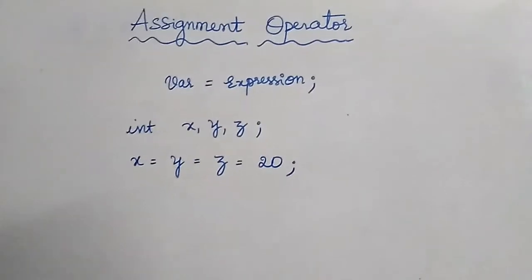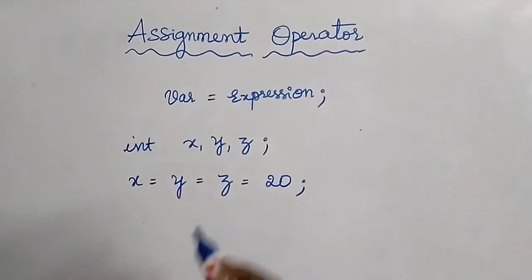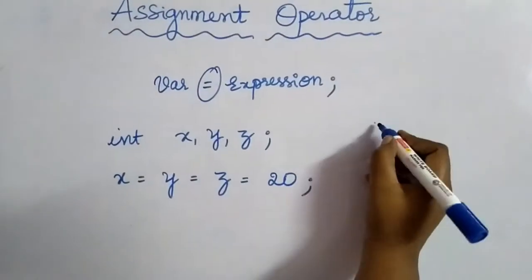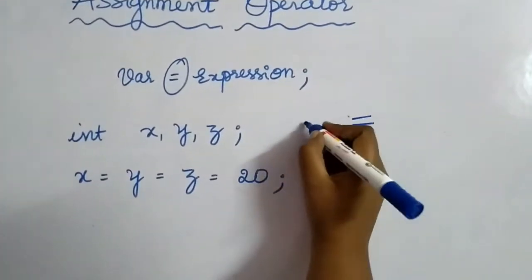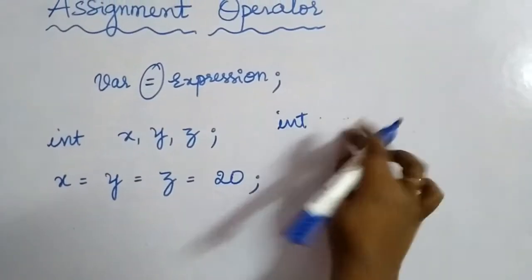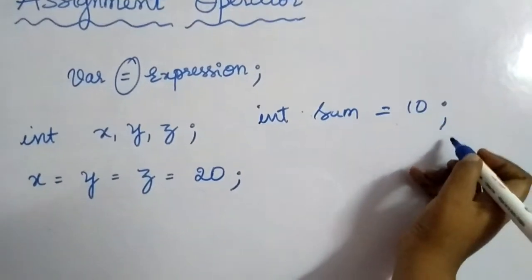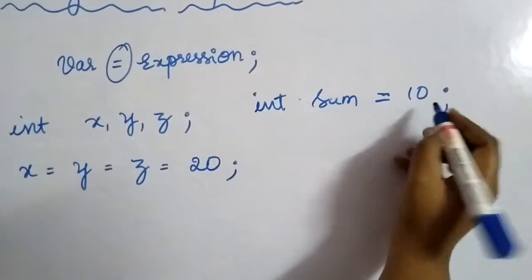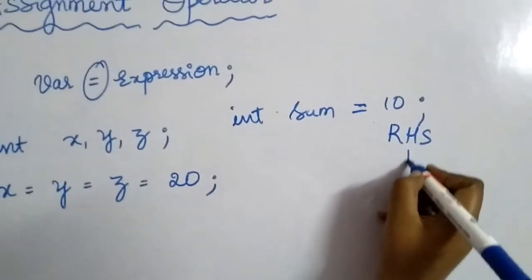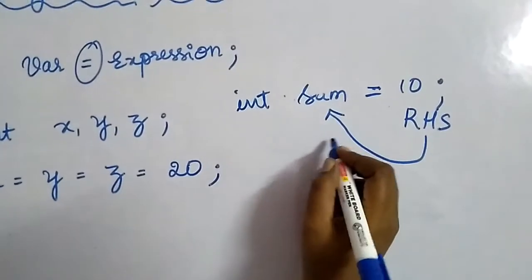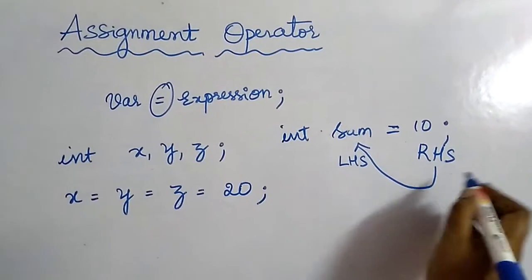Okay, let us take a look at what the assignment operator is. The assignment operator is a single equal to. For example, I say int sum is equal to 10. The right hand side value will be assigned to the left hand side variable. So always this should be the case.